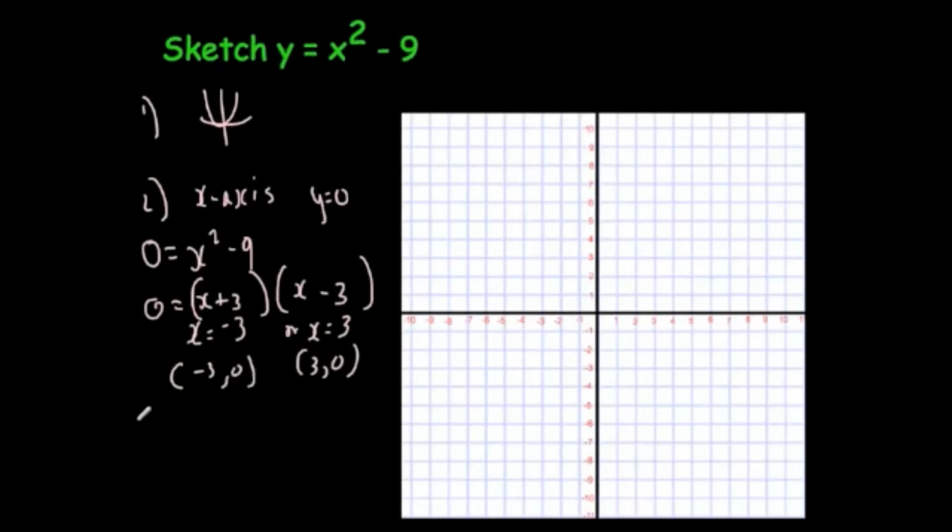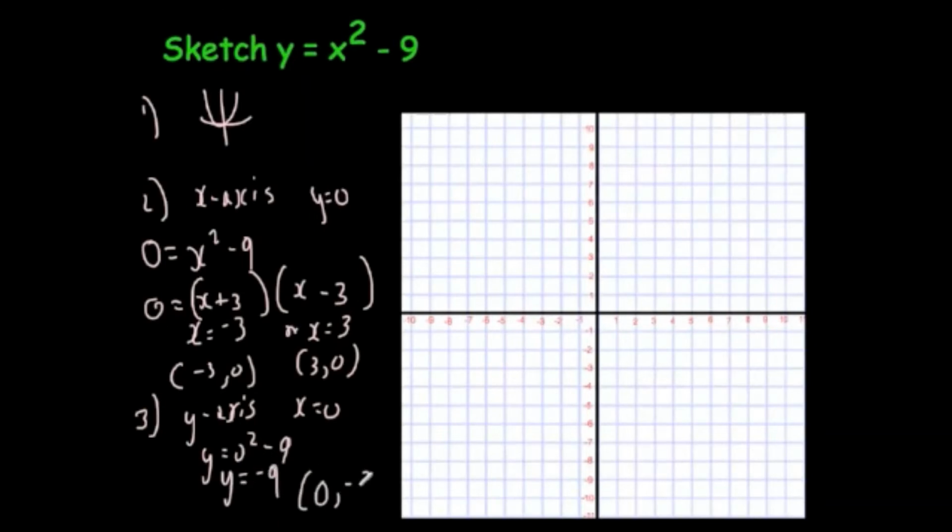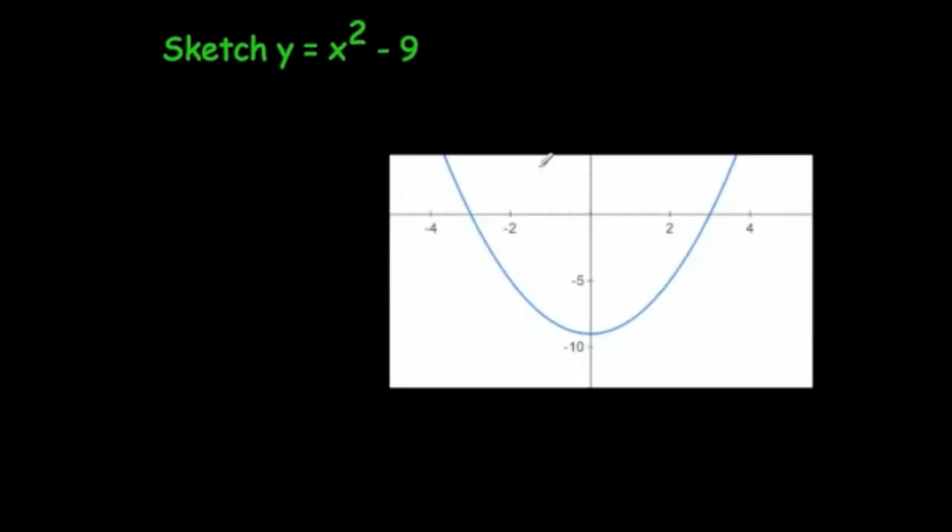And finally, to find where it crosses the y-axis, you're going to let x equal 0. This is going to give you y equals 0 squared minus 9, so that would be y equals minus 9. So the coordinate would be 0, minus 9. So the key coordinates will be minus 3, 0 here, 3, 0 here, and 0, minus 9 down here, and then you get a U-shaped parabola for those. And it looks something like this.